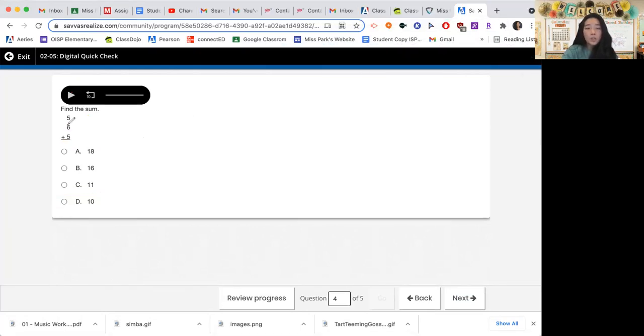Find the sum. So here we have doubles facts. We have 5 and 5, which would give you 10 plus 6. And we know that 10 plus 6 would be 16.